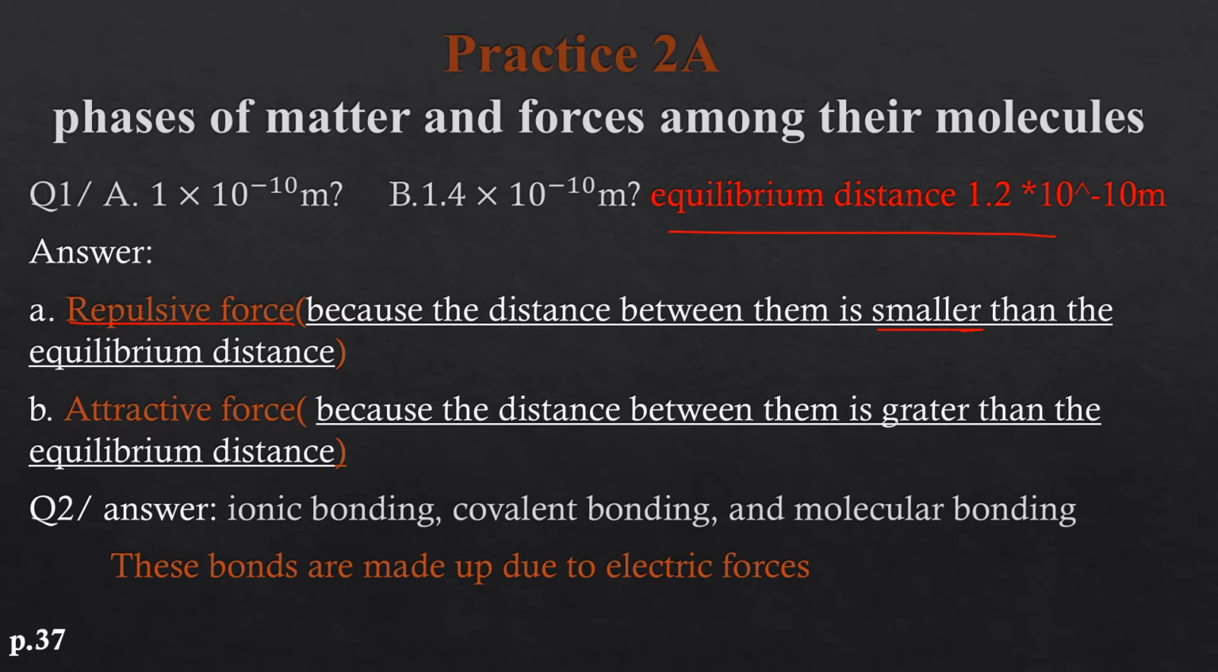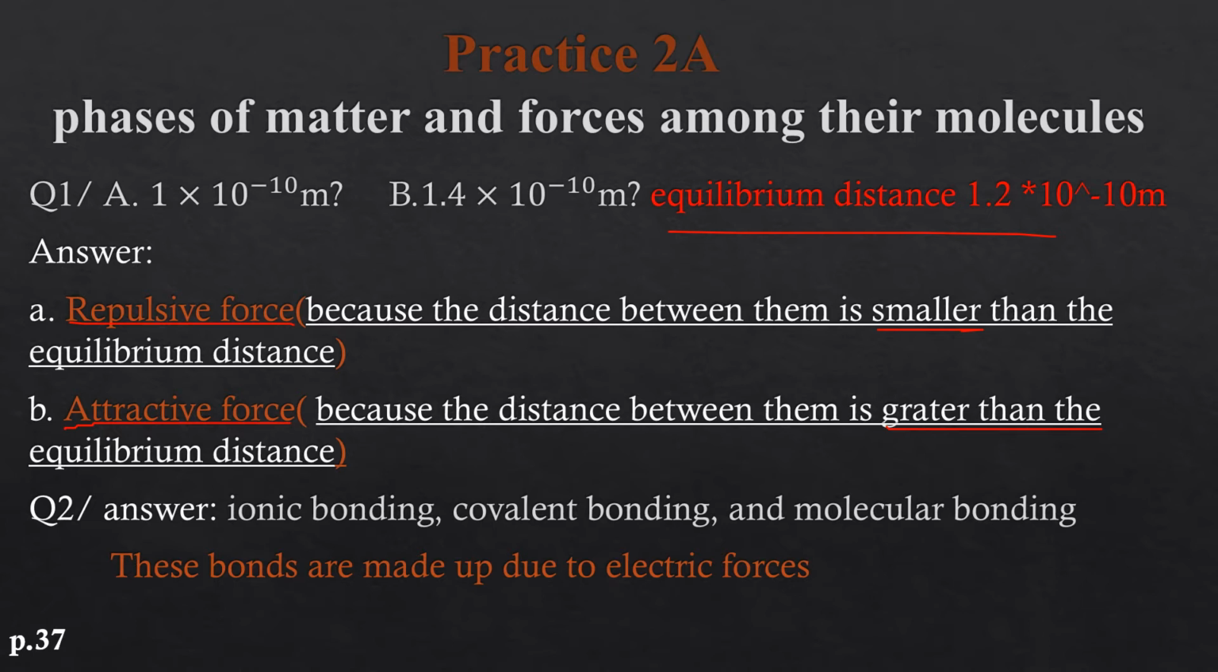B. It is attractive force. Why is it attractive force? Because the distance between them is greater than the equilibrium distance. So the distance must be greater than the equilibrium distance to be attractive force between them. If it's smaller than equilibrium distance, it will be repulsive force. Understand? If you have any question, you can ask me when you have a live lesson.